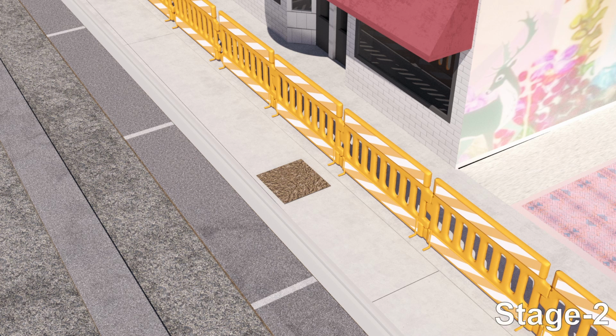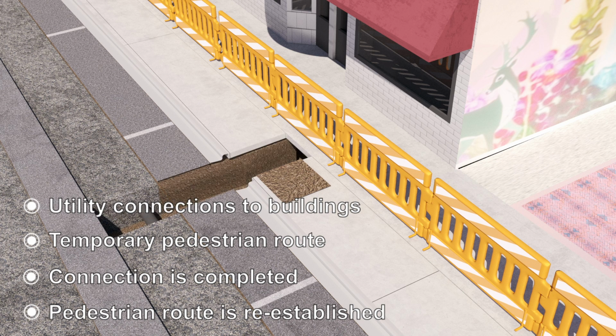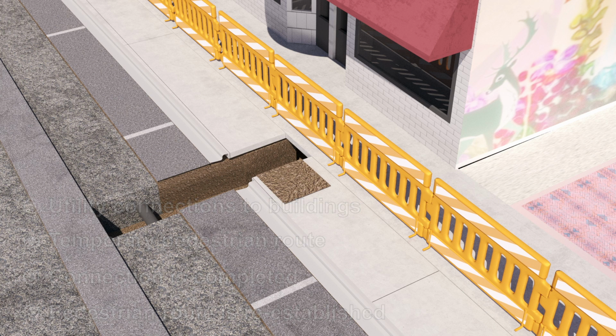Stage 2. In addition to the utilities that run parallel with each roadway are many lateral or service lines that connect to each one of these utilities. Water lines and sanitary sewer connections are provided to the buildings. Storm sewer drains or inlets are then connected to the storm sewer.